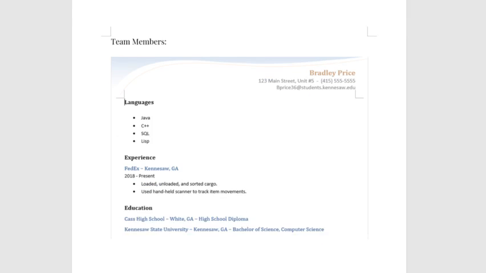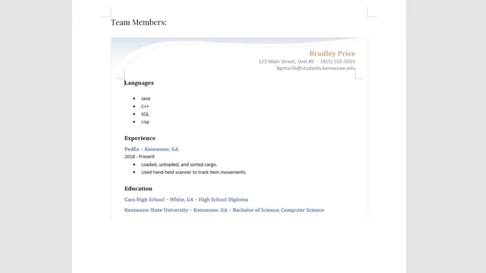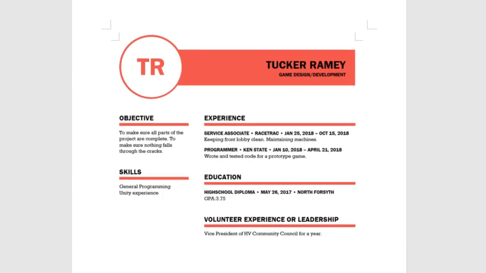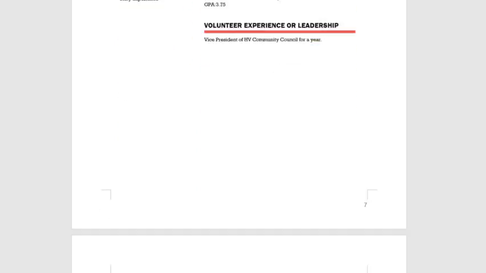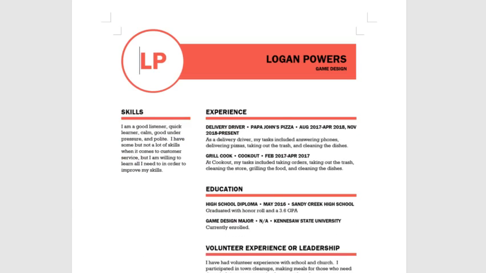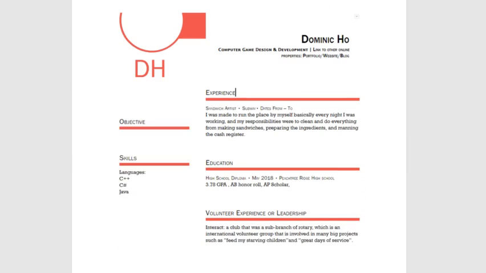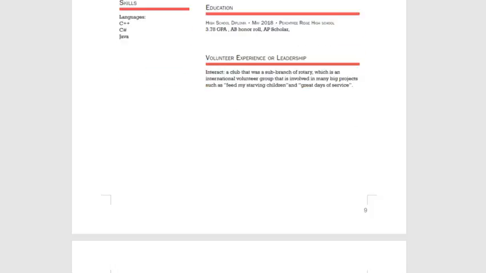As for the team members, these are their qualifications. Bradley Price is here. Tucker Ramey is here. Logan Powers is here. Dominic Ho's information is here.